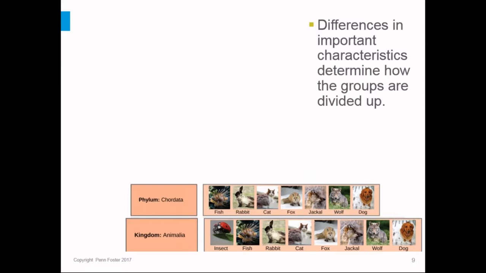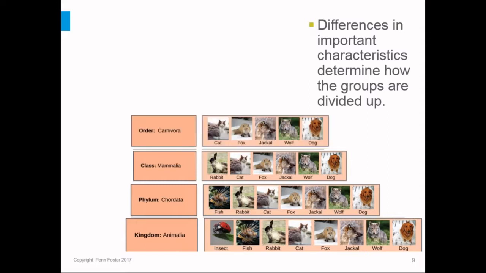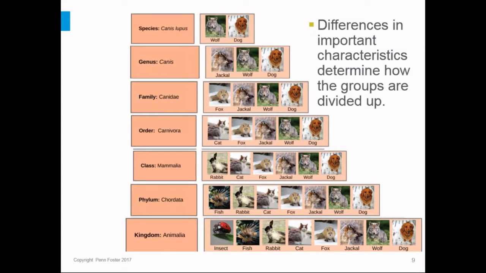So the remaining animals, the ones in this phylum, have a spinal cord. The fish has a spinal cord, so it's in this group, but other characteristics put it in a different class than the rest. The remaining animals are in the class of mammals, but different characteristics sort them into different orders, families, genus, and species. So we're just getting more specific, showing things that are more closely related as we move through these levels.